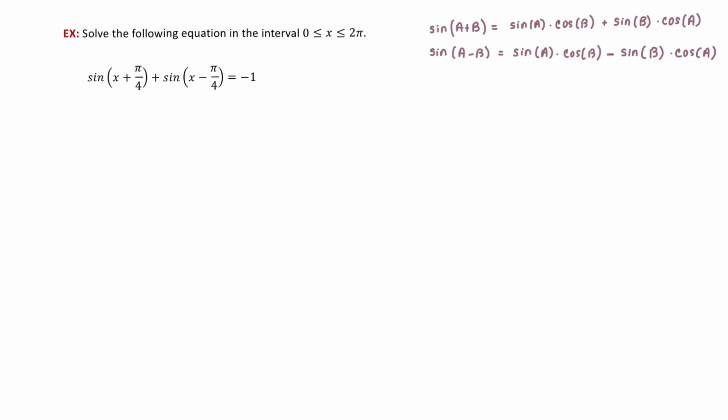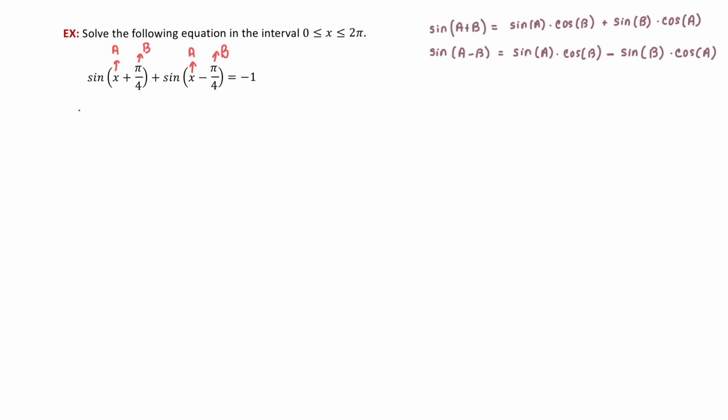In order to proceed, I will think of x as angle A and pi over 4 as angle B. Same thing over here: x is A, pi over 4 is B. Then I'm going to apply these identities, and every A and B will be replaced with x and pi over 4. Let's go ahead and expand the first term, and then we're going to do the second term.